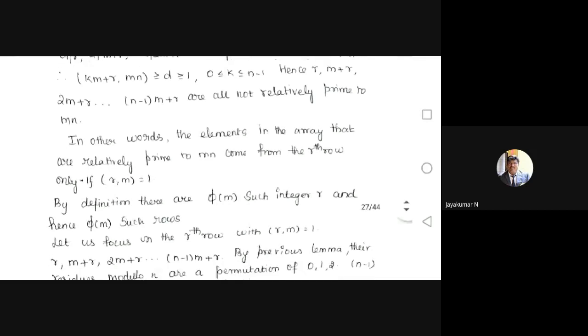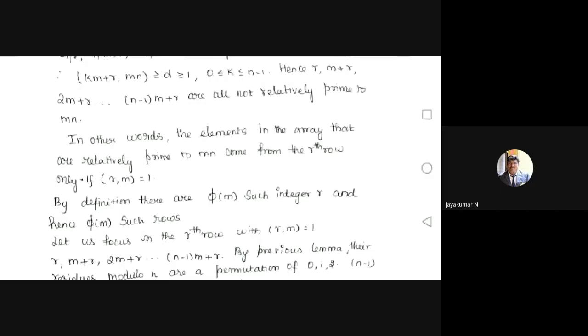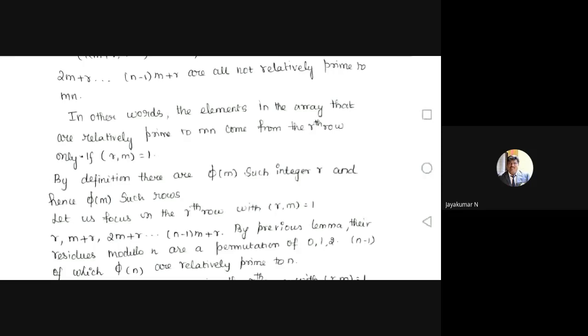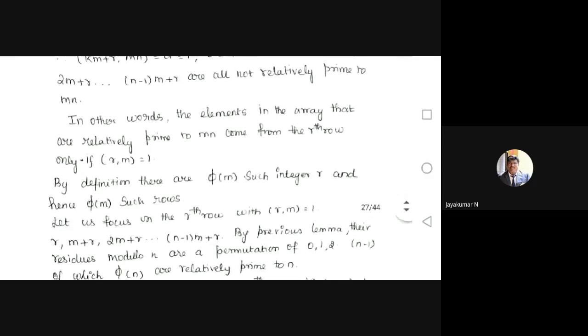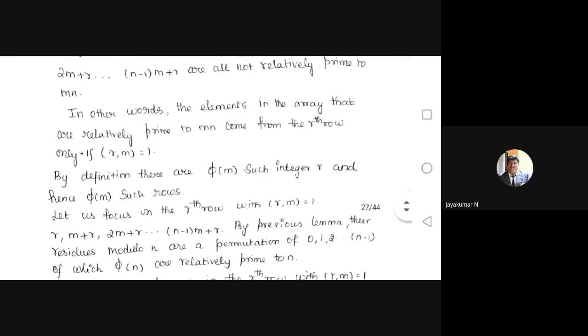So simply we can say that the rth row elements are r, m plus r, 2m plus r, up to (n minus 1)m plus r, which are the residues modulo m. So r, m plus r, 2m plus r, up to (n minus 1) into m plus r, which are residues modulo n. These residues modulo n are a permutation of 0, 1, 2, up to n minus 1.